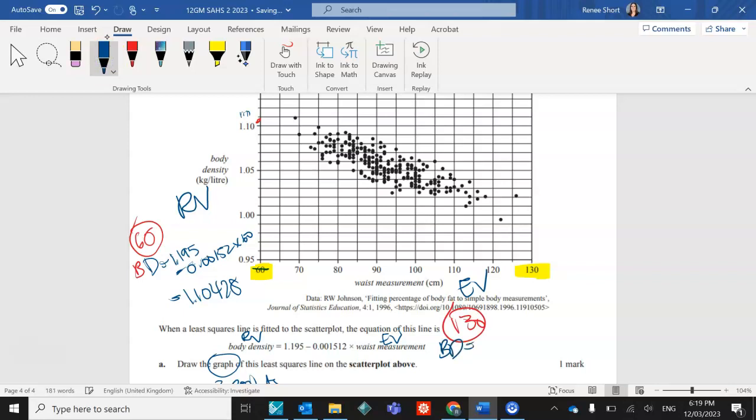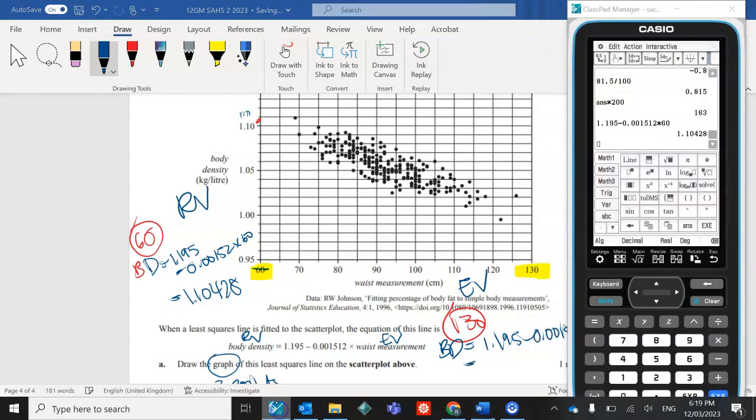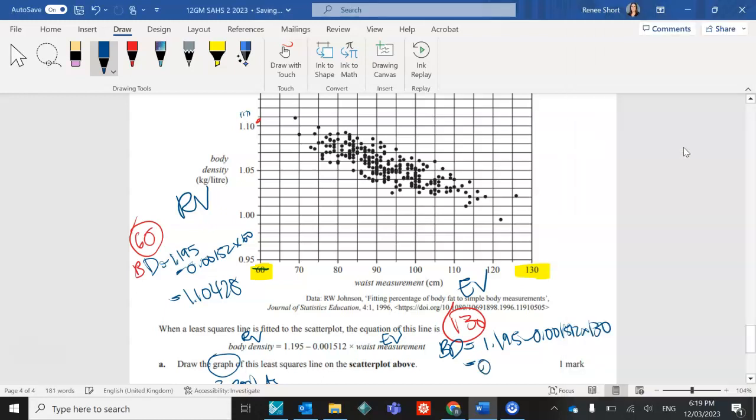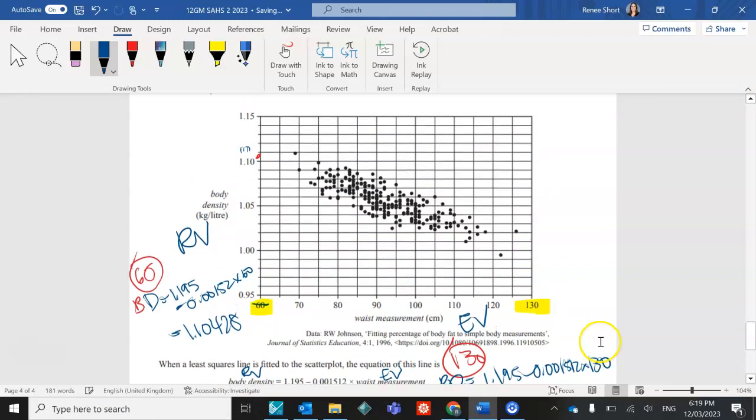So this time, body density is 1.195 minus 0.001512 times 130. And so again, in my calculator, I'm just going to copy the rule down and change that to be 130. So for reference sake, I highlighted that with my pen, drag and drop, and I can just copy. And I get 0.9984. And really, you can think of that as being exactly one if you like, because that's pretty close to 1. So that would be 130, and 1, if I track this across, is here.